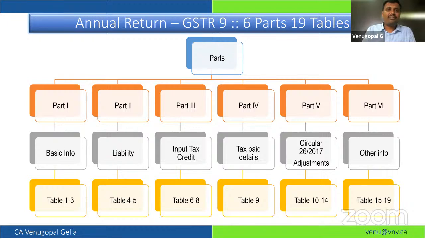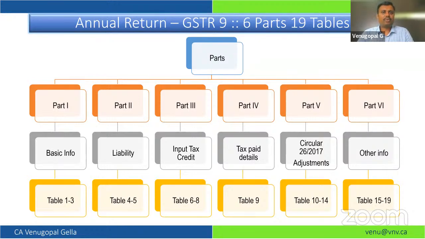And those credits, if I have reversed, in GSTR3B, table 4A, I will avail, and 4B, I will reverse. The availed value which is there in 4A is reported in table 6. Reversed values which are there in subsequently reversed is reported in table 7. Table 8 is reconciliation with 2A. After turnover, liability, and input tax credit, the obvious thing one should be knowing is the tax payable and paid, how it has been paid. That's your part 4, table 9.